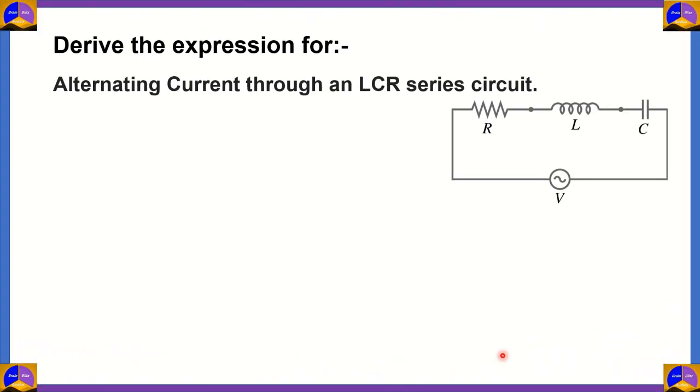The first derivation is: derive the expression for alternating current through an LCR series circuit. L stands for inductor, C stands for capacitor, and R stands for resistor. So we need to find alternating current through an LCR series circuit. So what is the expression for that? This is how an LCR series circuit looks.